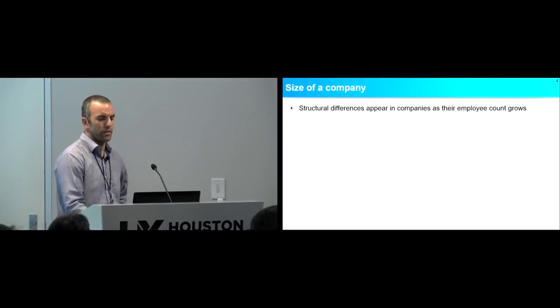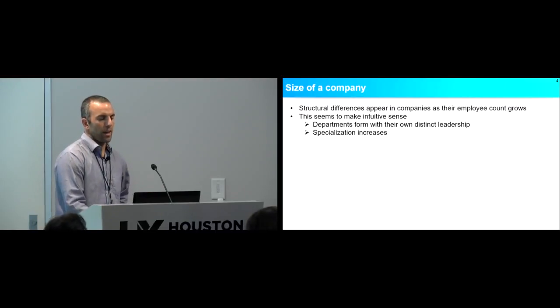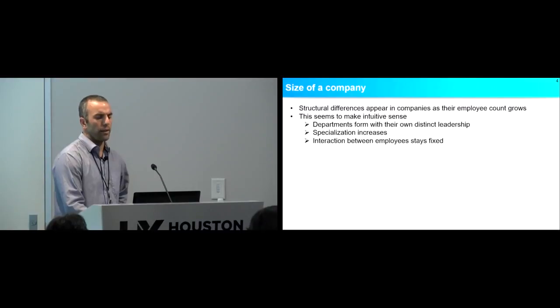You know, there are structural differences that start to appear in companies as their employee counts get bigger and bigger, right? And this makes a little bit of intuitive sense. At first, maybe you have a couple founders, and then they hire a couple more people. Everybody's pretty tightly integrated. But as it grows, you need to segment off and have departments. And departments maybe don't talk to each other quite as much. With that, you do get specialization, so people are able to go a little bit further. But the interaction between employees stays fixed.